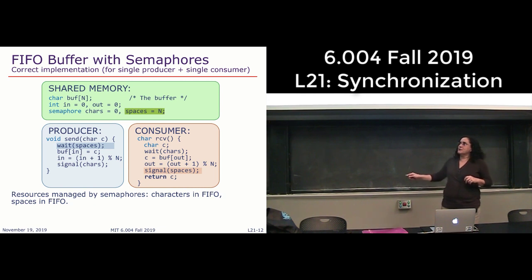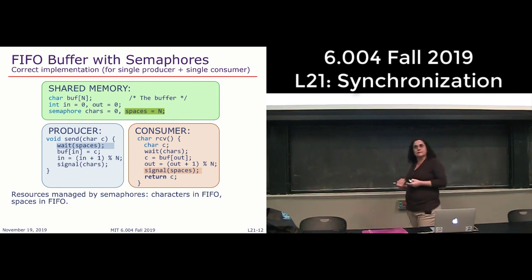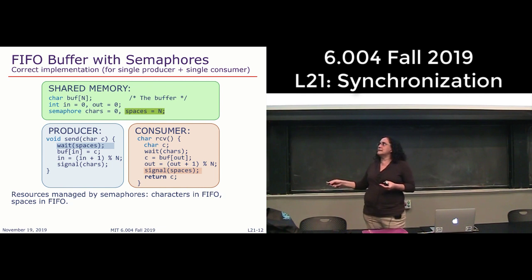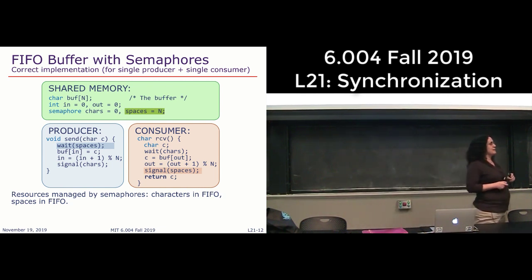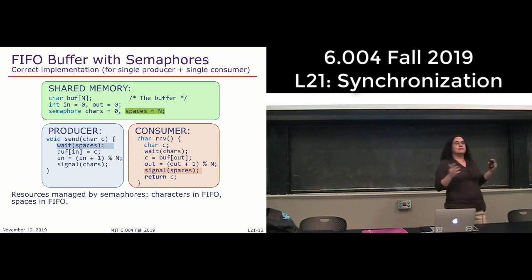And then on the consumer side, at the end of its code, once it's done processing a character, it's basically making a space available in the buffer again. And so it's going to signal spaces to indicate that it just made a new space available in the buffer. And so even if it was full before the consumer ran, there's now one space that the producer can put a new character into. Okay? Any questions about that?